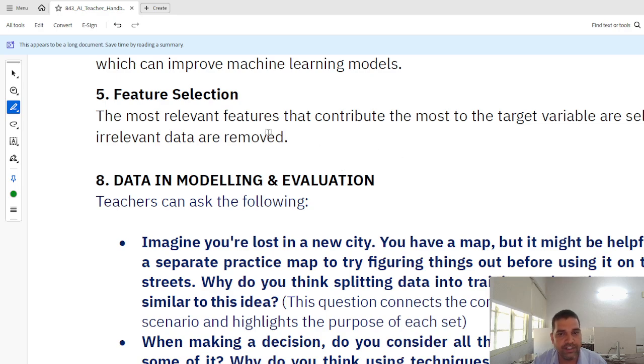So the features which contribute most in the prediction of the target variable, meaning what you want to predict, only those you select, and irrelevant data is removed.